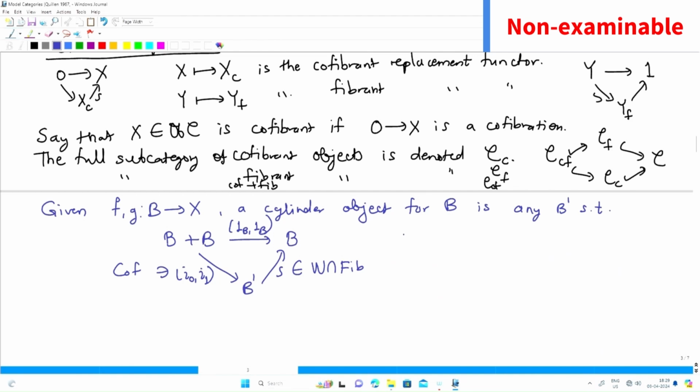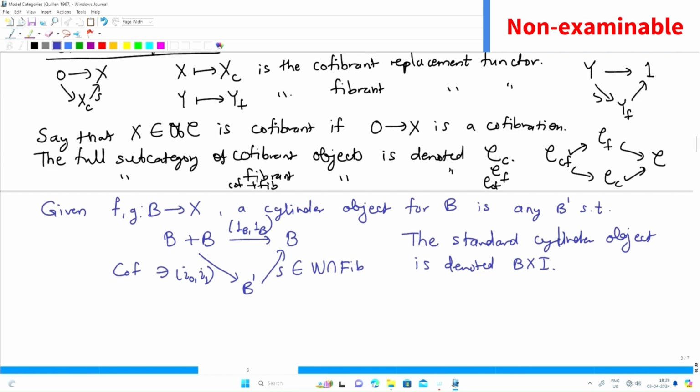The standard cylinder object is denoted B cross I. Okay, B cross I doesn't really mean anything. Please be aware, there is no product happening, but we just want to understand it in our normal terms. So therefore, B cross I.